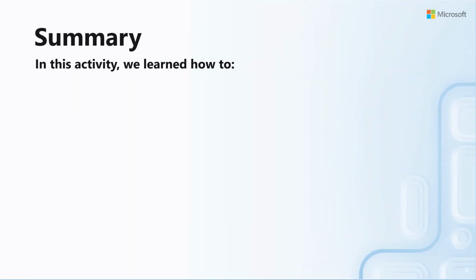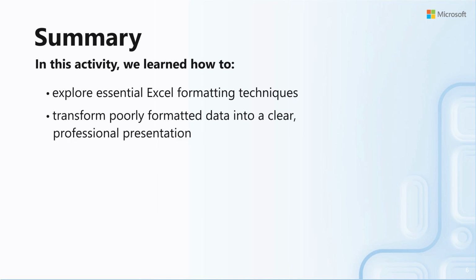Great! Let's recap what we've done. In this activity, we explored essential formatting techniques in Excel to enhance the readability and consistency of financial reports for a nonprofit organization. As the financial officer, you transform poorly formatted data into a clear and professional presentation for stakeholders. By applying basic and advanced formatting, using conditional formatting to distinguish between income and expenses, and creating custom cell styles, you developed a streamlined approach to financial reporting.